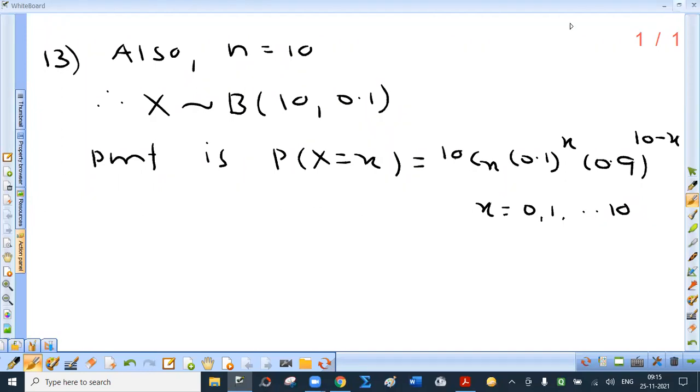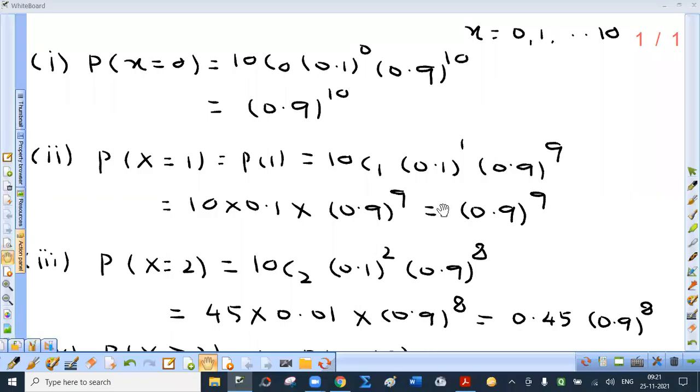Yes, now find out probabilities for 4 events. So first part, probability that no terminal will require attention, that is P of x equal to 0. 10C0, which is 1. 0.1 raised to 0 is 1. So answer is 0.9 raised to 10.